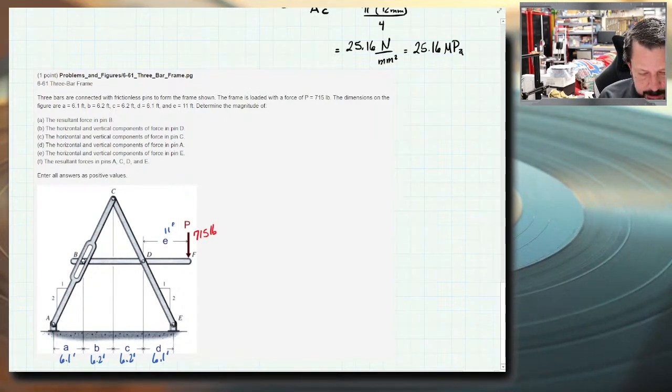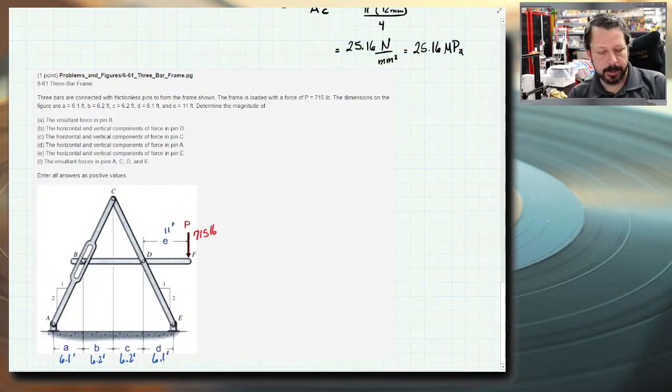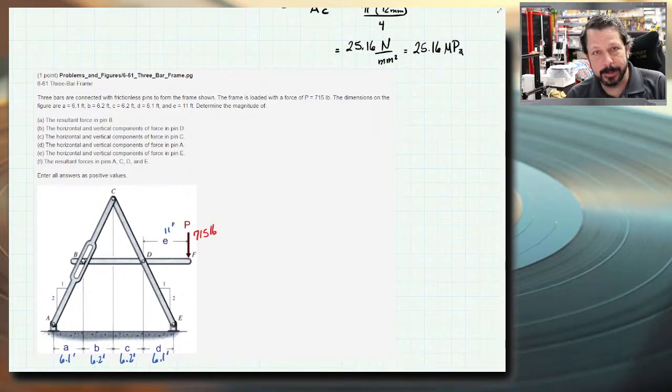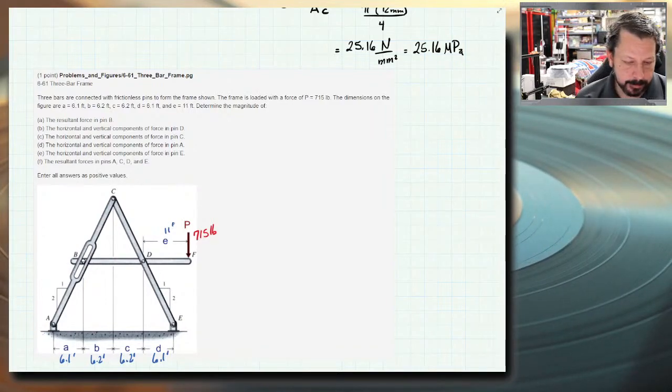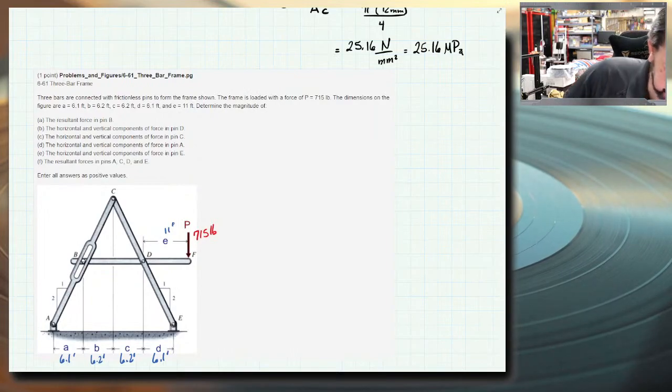Enter all answers as positive, so we don't have to worry if it's up or down. And that's typically true on the joint reactions because they are both. If I look at member BDF and think about the reactions at D, they're one direction. But those same reactions on CDE are the opposite. So a lot of times with these frames of machines, you're just looking for the magnitude of the X and Y components at any given pin. So that's okay.